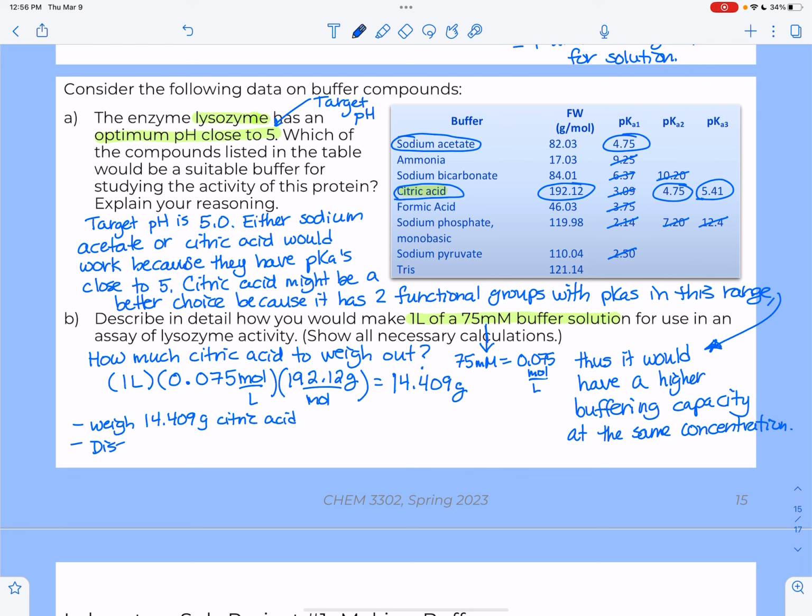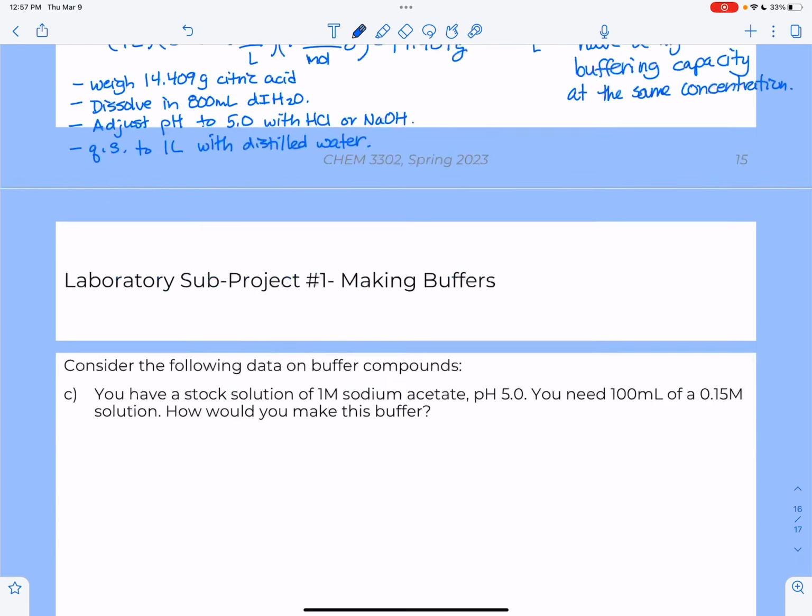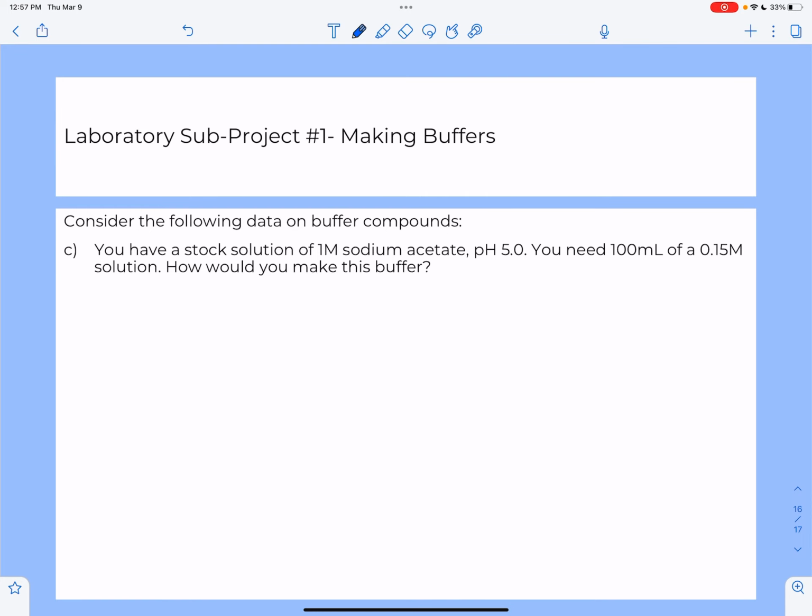I would dissolve it in, we're going to do a liter, so I'm going to dissolve it in 800 milliliters of distilled water. I'm going to adjust the pH to 5 with hydrochloric acid or sodium hydroxide, whatever I need. Then I'm going to QS to 1 liter with distilled water. And that's how I would make my buffer. Okay. So that's how to make a buffer from a solid.